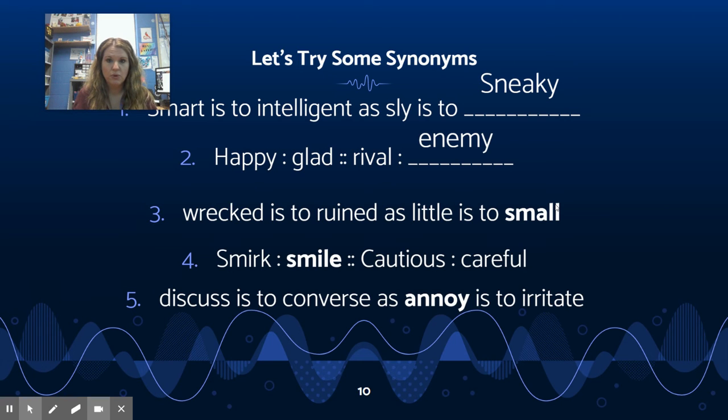How'd you do? So you should have had wrecked is to ruined, as little is to small. If you had another word that means small, tiny, minuscule, anything like that, those would be okay, as long as it is another word that means the same thing as little. And then for smirk, you should have smile or grin or something like that. And then in number 5, you would have discuss is to converse, as annoy is to irritate. I can't think of another word that you would have instead of annoy, but maybe you did have a different word. As long as it meant the same thing, maybe bother, as irritate, then you would be on the right track. So those are your synonym analogies.